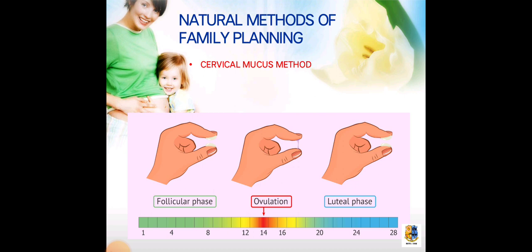So in the figure, you can see the follicular phase, ovulation, and luteal phase. And in ovulation, we can see the mucus consistency. Whereas in the follicular phase as well as the luteal phase, there is no proper mucus consistency. In between the fingers, we cannot see the mucus. Whereas in ovulation, it is very thick and it is attached to the two fingers. So based on that, we can identify the day of ovulation.